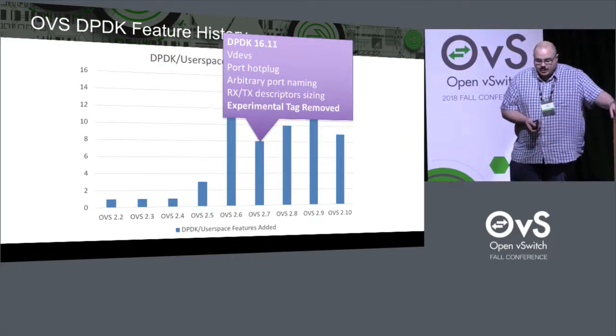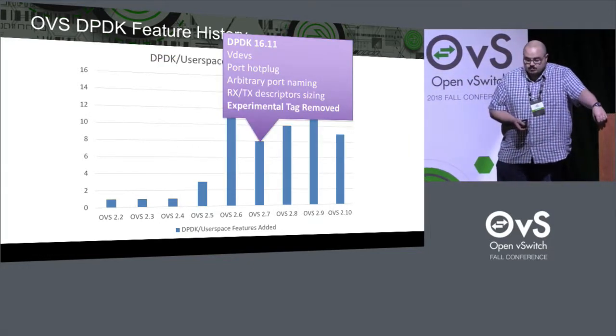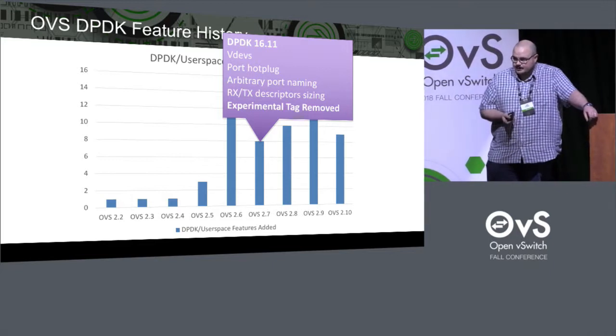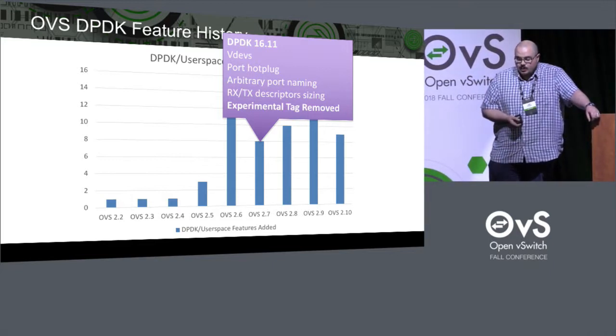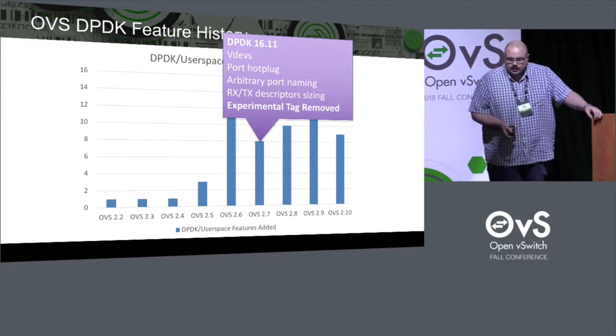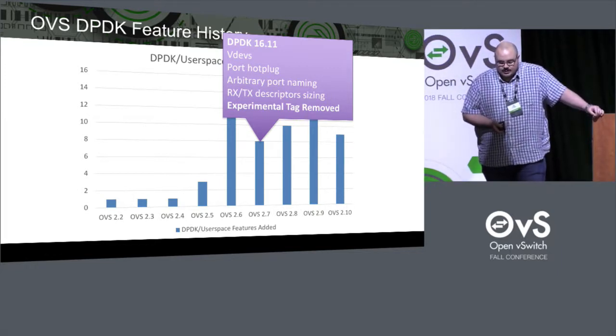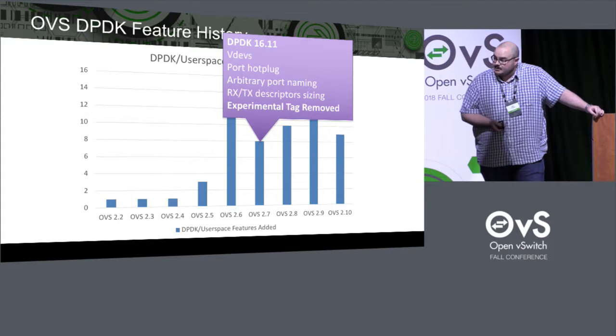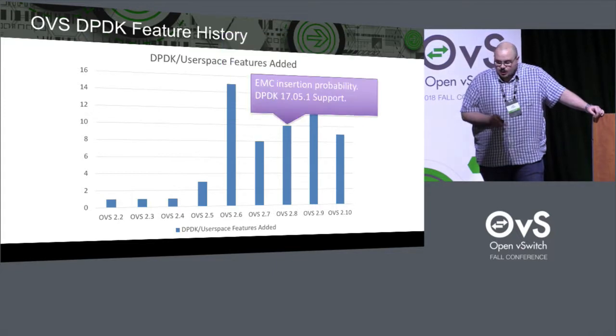Building on that, by the time we get to OVS 2.7, we moved to DPDK 16.11, which was DPDK's first long-term support release. We also removed the experimental tag, which was a goal, as I said, for the data path to be recognized. From this point on, a lot of the work was taking place in the netdev-dpdk code base. Not all of it, but a lot of it.